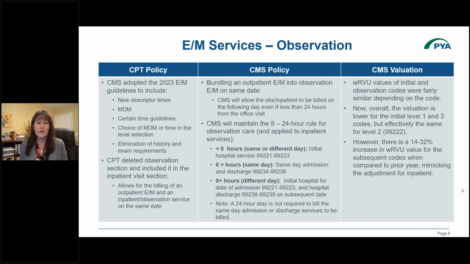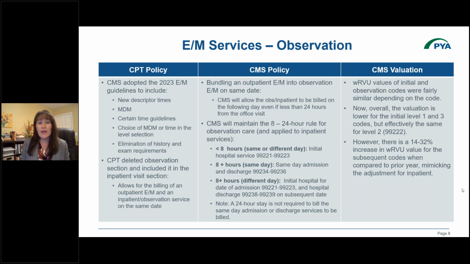So they've clarified that really the line runs along the 8-hour piece. If you have under 8 hours and it's the same day or a different day, then you would only use the initial hospital service codes. If you have more than 8 hours and the service is done all within the same day, so you're admitting and discharging the patient within the same day, you would use the admission and discharge codes.